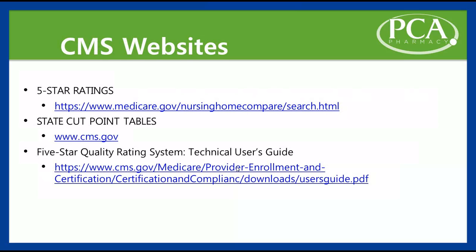Here are the websites from CMS and Medicare.gov. The 5-star ratings information can be found at Medicare.gov, Nursing Home Compare. The state cut point tables, and that specifically refers to the health inspection scores, can be found at CMS.gov. And the 5-star quality rating system technical users guide link is there, and that is where the majority of this information has come from. It's a very thorough document and an excellent resource to review.